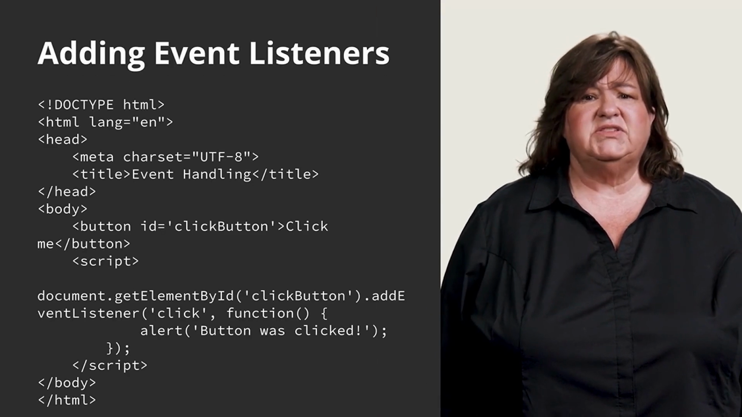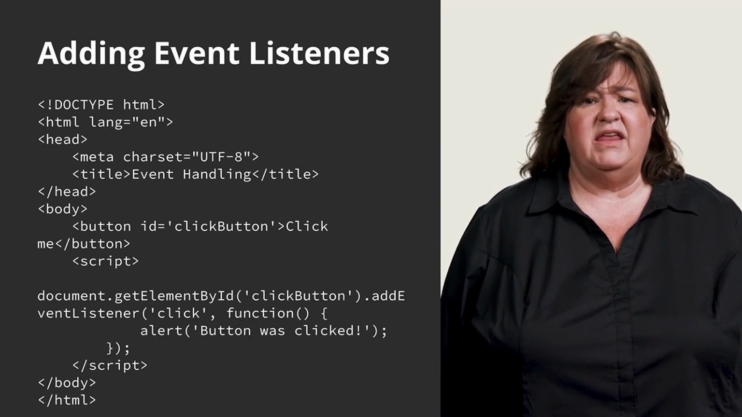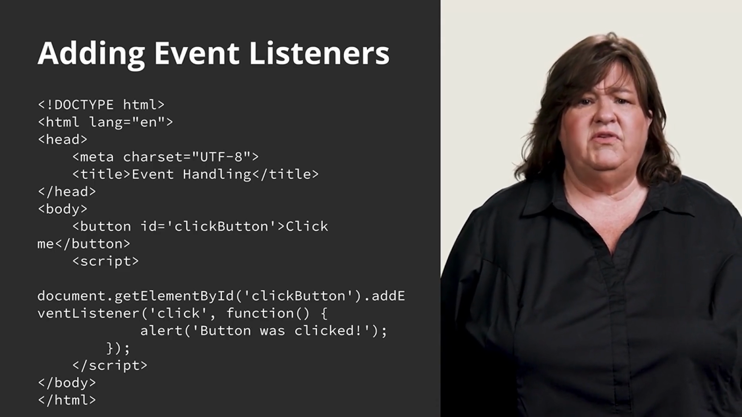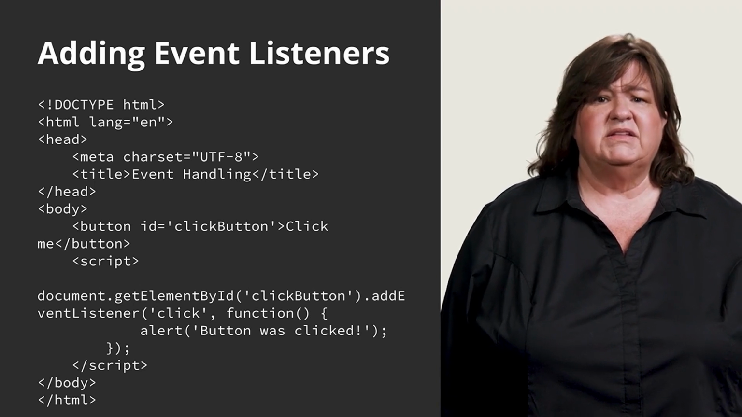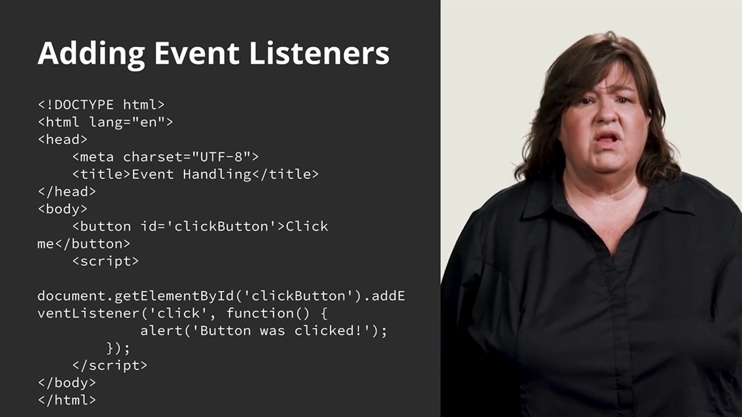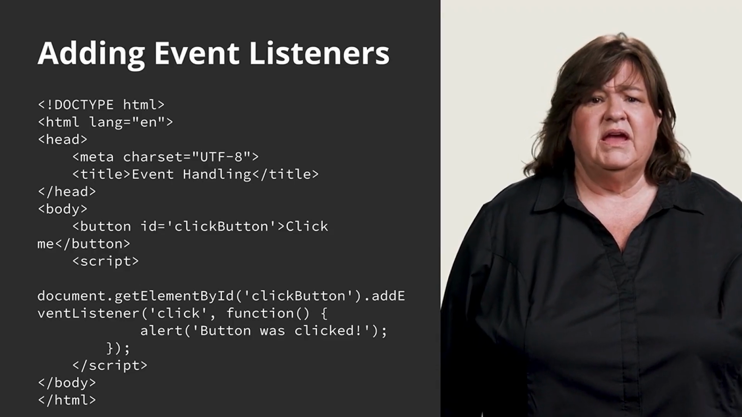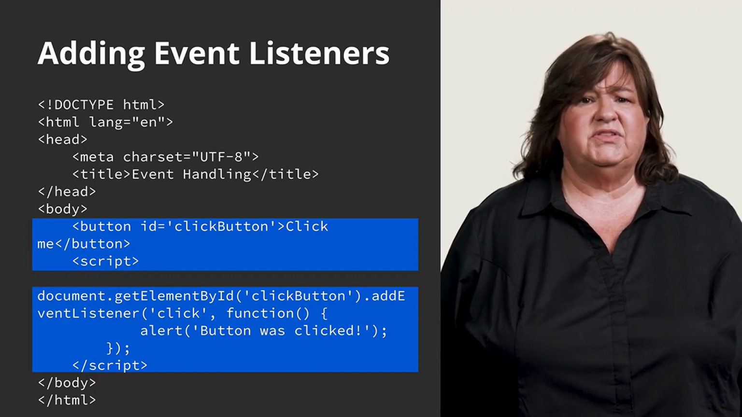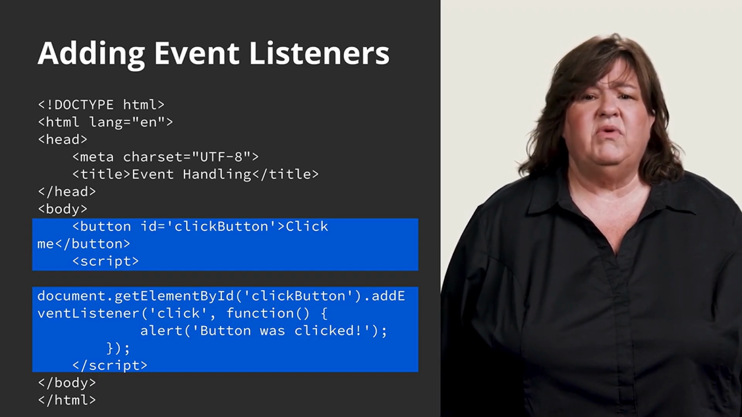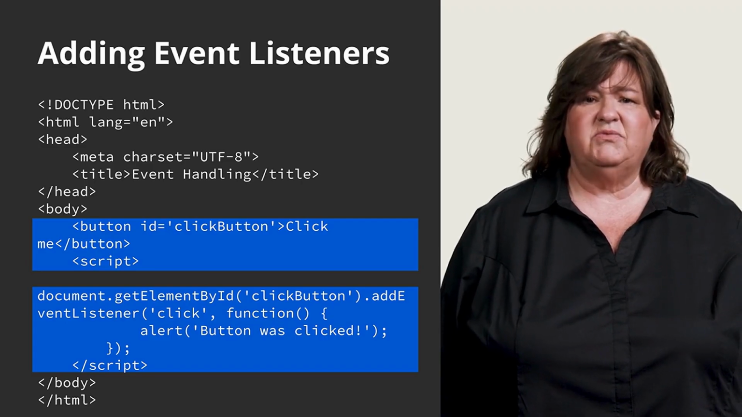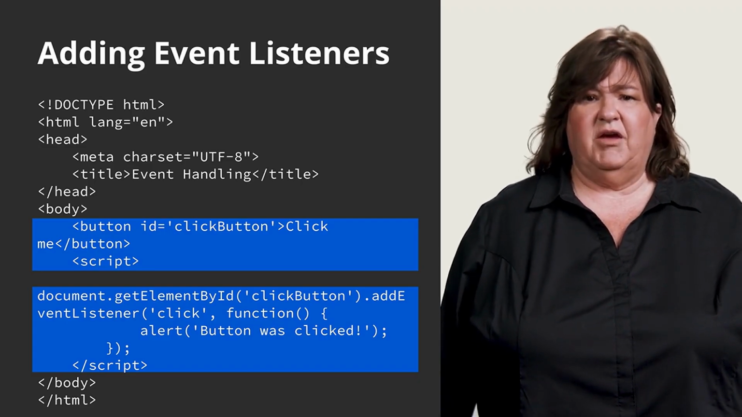Now, let's go step by step through the process of adding event listeners to HTML elements. First, we'll use the addEventListener method to set up the listener. Then, we'll create a function that runs when the event occurs. Here's a basic example showing how to add a click event listener to a button. When the button with ID equals click button is clicked, an alert box with the message button was clicked appears.